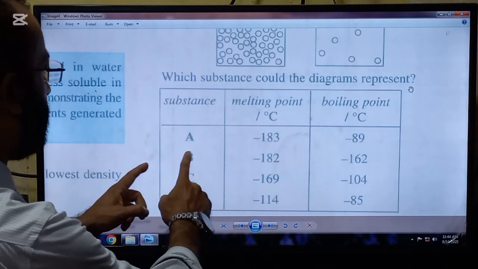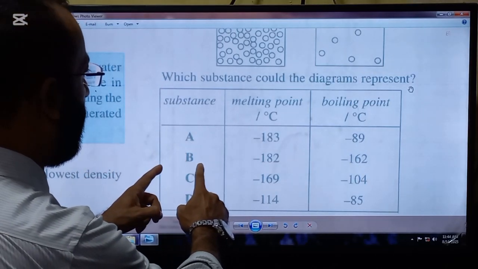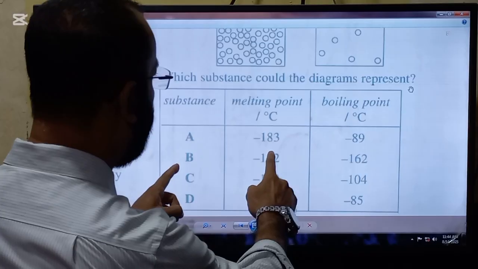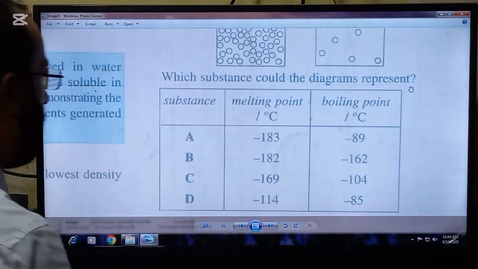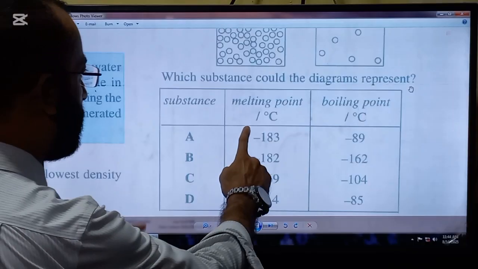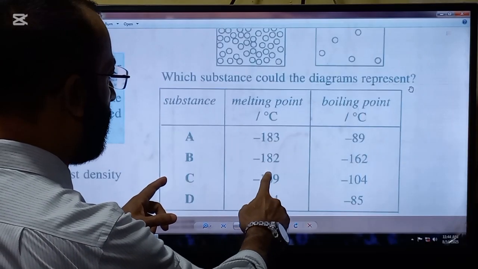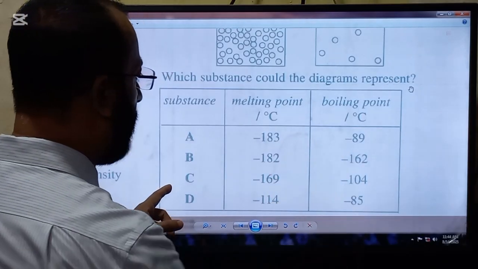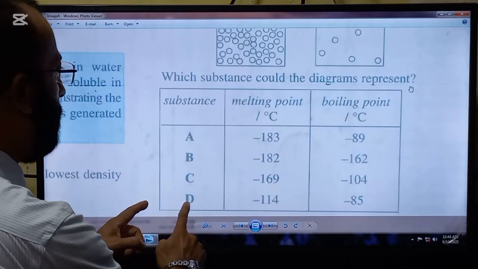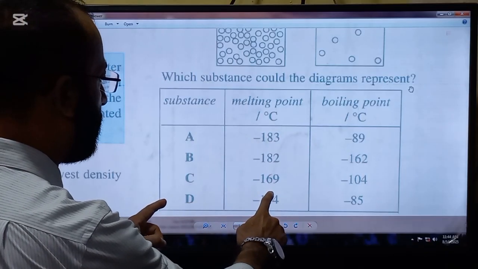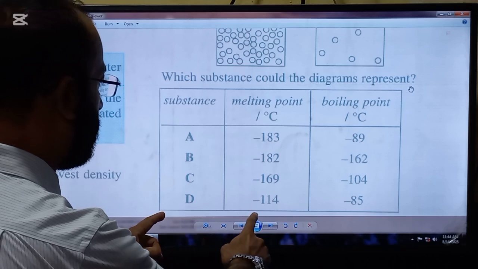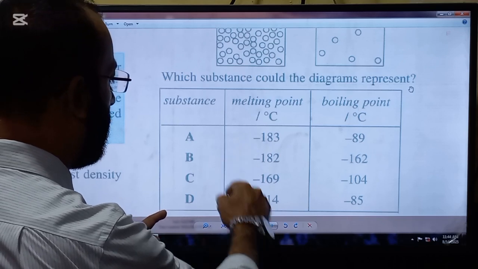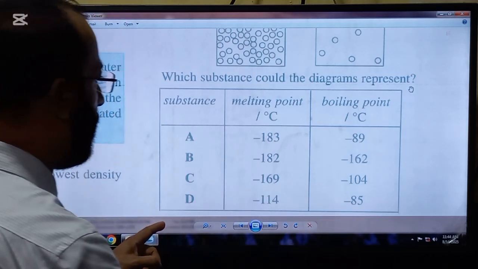Option A has a melting point of minus 183 and a boiling point of minus 89. Option B has a melting point of minus 182 and a boiling point of minus 162. Option C has a melting point of minus 169 and a boiling point of minus 104. And option D has a melting point of minus 114 and a boiling point of minus 85.